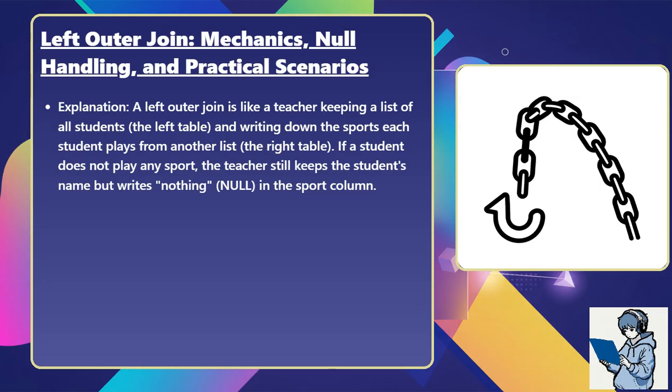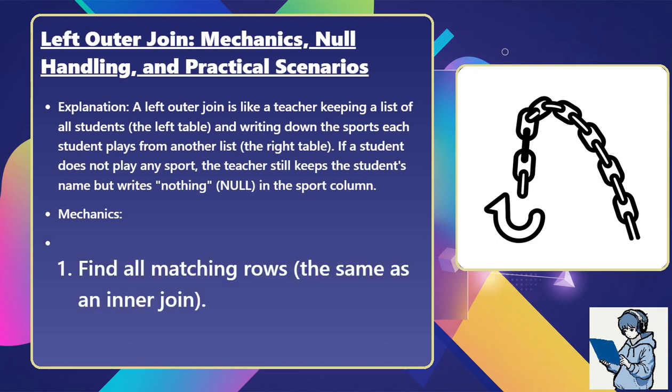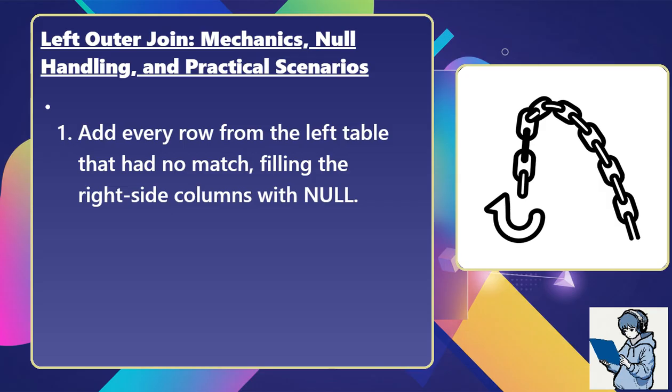Explanation: a left outer join is like a teacher keeping a list of all students, the left table, and writing down the sports each student plays from another list, the right table. If a student does not play any sport, the teacher still keeps the student's name but writes nothing, null, in the sport column. Mechanics: 1. Find all matching rows, the same as an inner join. 2. Add every row from the left table that had no match, filling the right side columns with null.